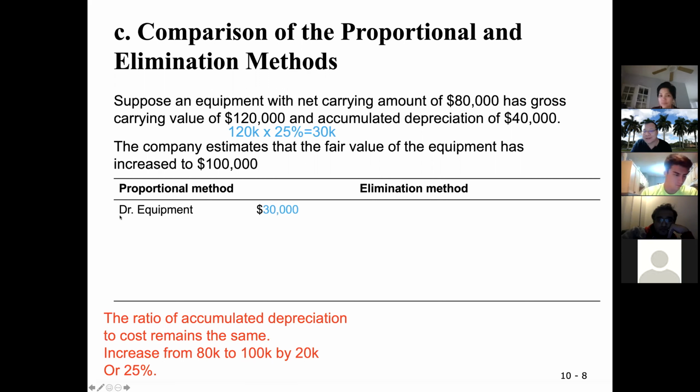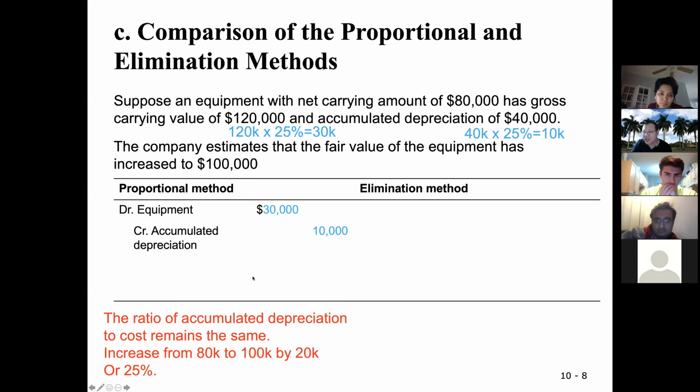So for the equipment, the increase in the cost account, I'm going to debit the equipment by 120 times 25%, which is 30K. Similarly, I'm doing the same thing for the cumulative depreciation. I will credit the 10,000. The 10,000 comes from the balance of 40,000 times the same ratio, 25%. So that's 10K. Now I need an additional credit, right? So that'll be my gain. I credit OCI, the revaluation surplus, 20,000.